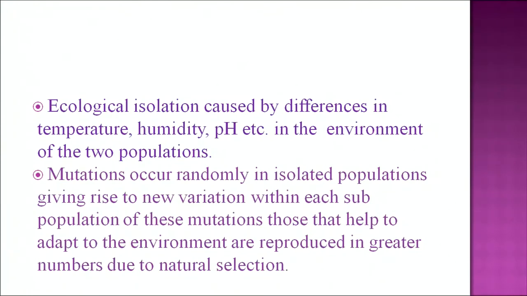Mutations occur randomly in isolated populations, giving rise to new variation within each subpopulation. Of these mutations, those that help to adapt to the environment are reproduced in greater numbers due to natural selection. In other words, since no two environments are identical, natural selection pressure also operates in different ways, depending upon local conditions such as climate, diseases, predators, etc. Natural selection affects each subspecies in a different way. So different variations get selected and established.